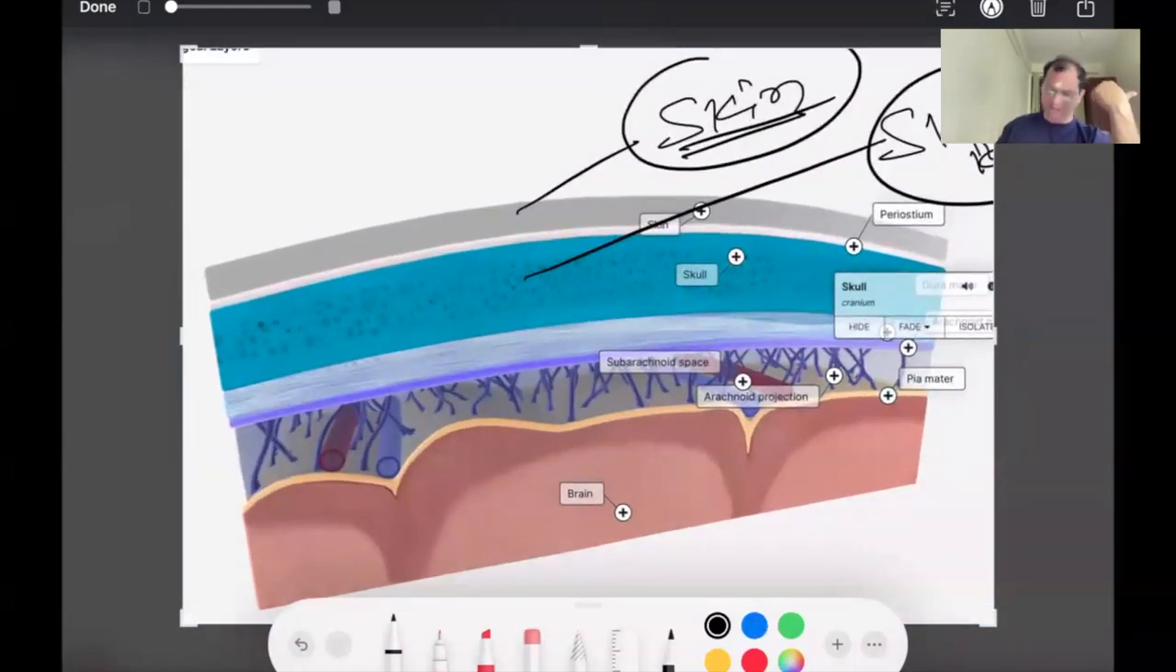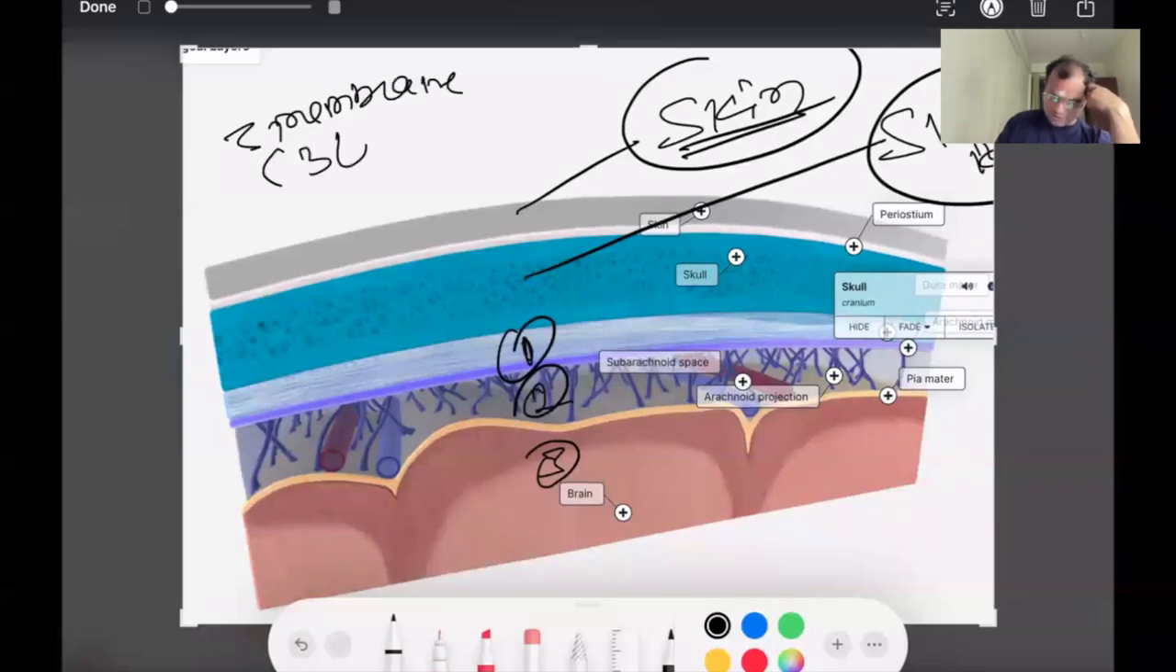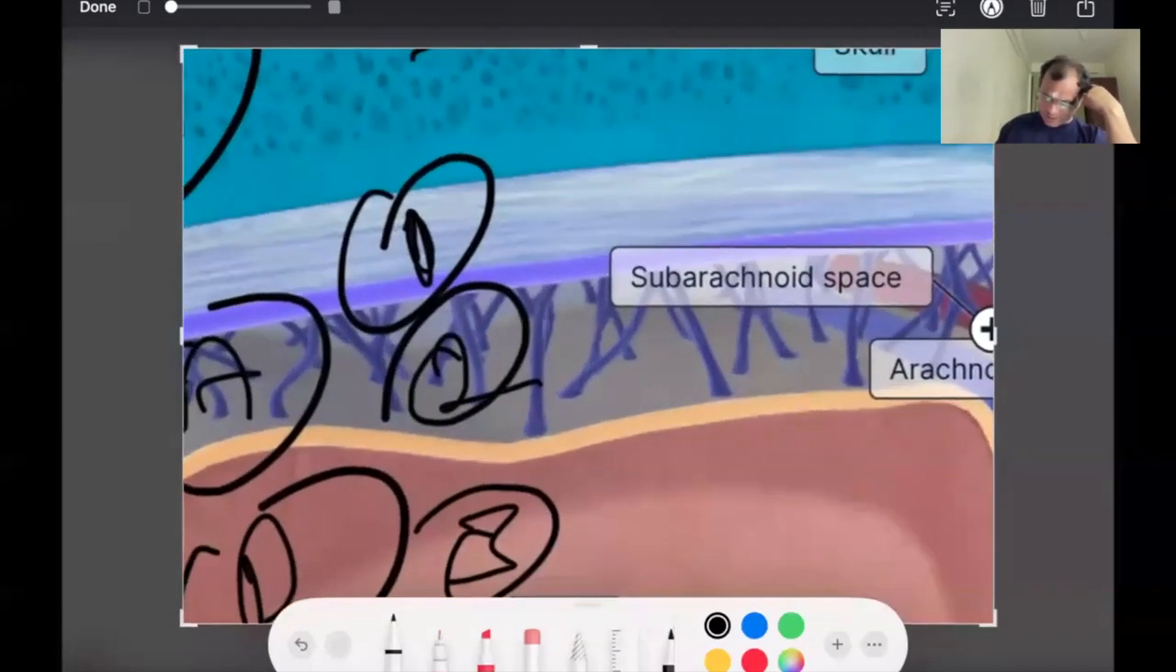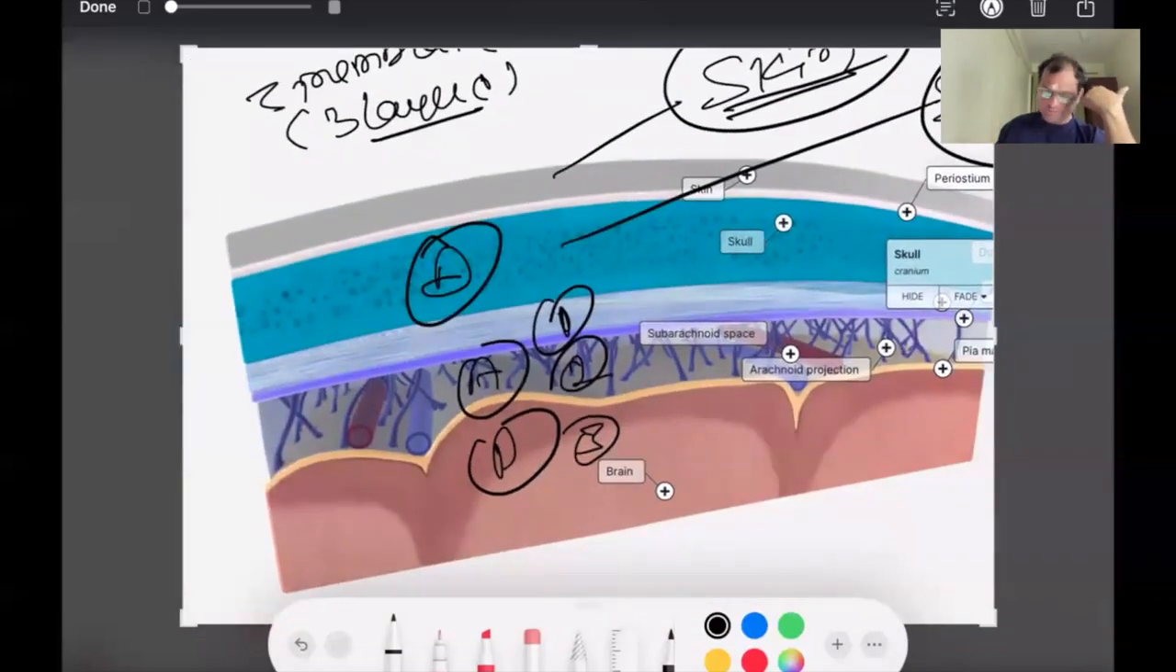Then we are going in. Then we are having three layers. Layer number 1, layer number 2, layer number 3, or 3 membranes. They're the very important layers, the very important membranes, these 3. Okay. So these are called DAP. The outermost layer is called D. The middle layer having too many granulation, that is called A. And the inner layer is called P, DAP.